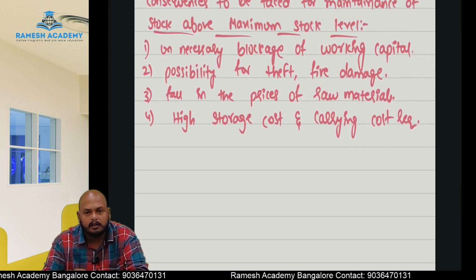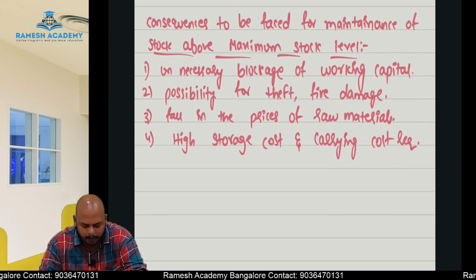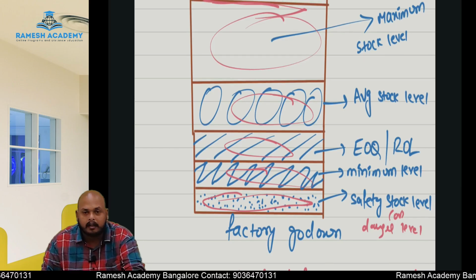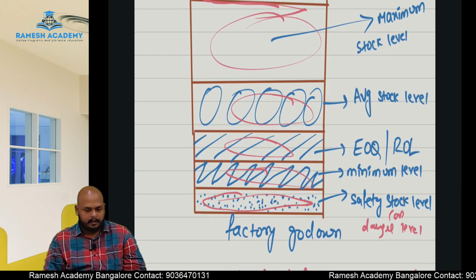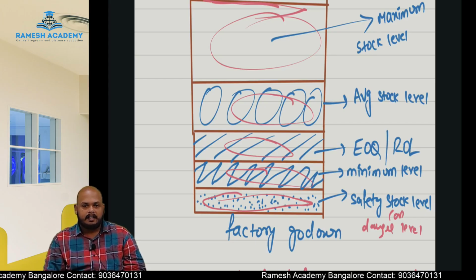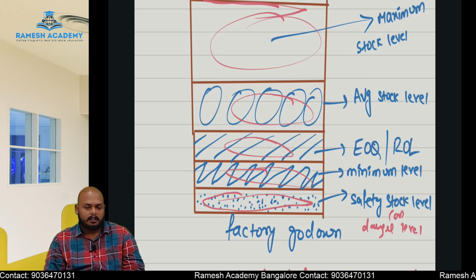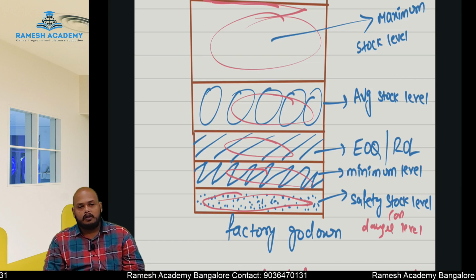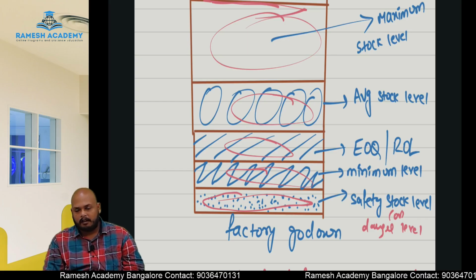So these are the consequences a business organization needs to face if they are maintaining the stock above maximum stock level. Now let us see these stock levels. There are different types of stock levels in a factory. First one is danger level. When an organization reaches danger level, immediately they have to stop the production. They have to stop the issue of raw material for production, and raw material is issued only for emergency purposes.